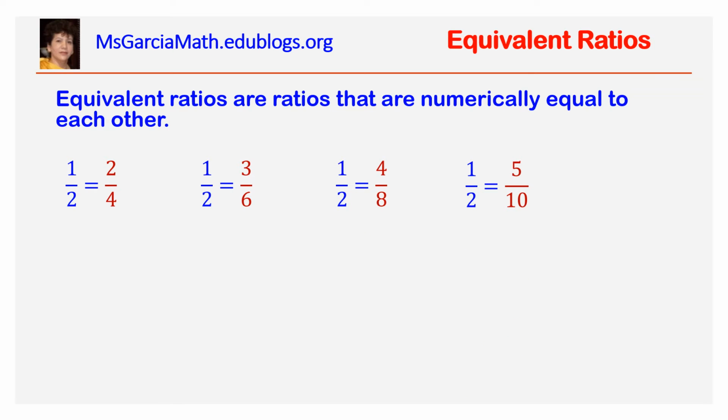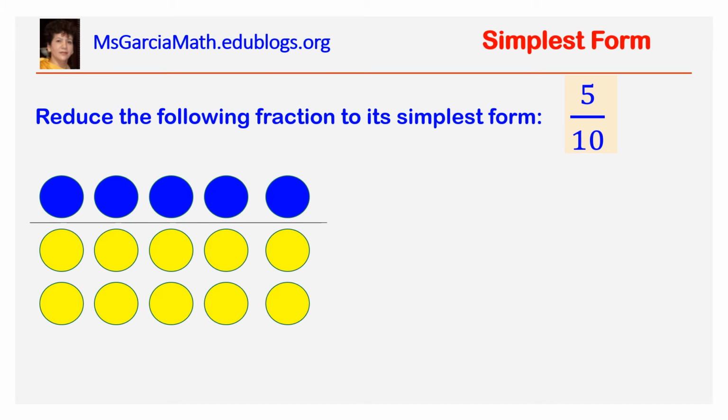Equivalent ratios are ratios that make the same comparison of numbers. Two ratios are equivalent if one can be expressed as a multiple of the other. A fraction is in simplest form if the top and bottom have no common factors other than 1.